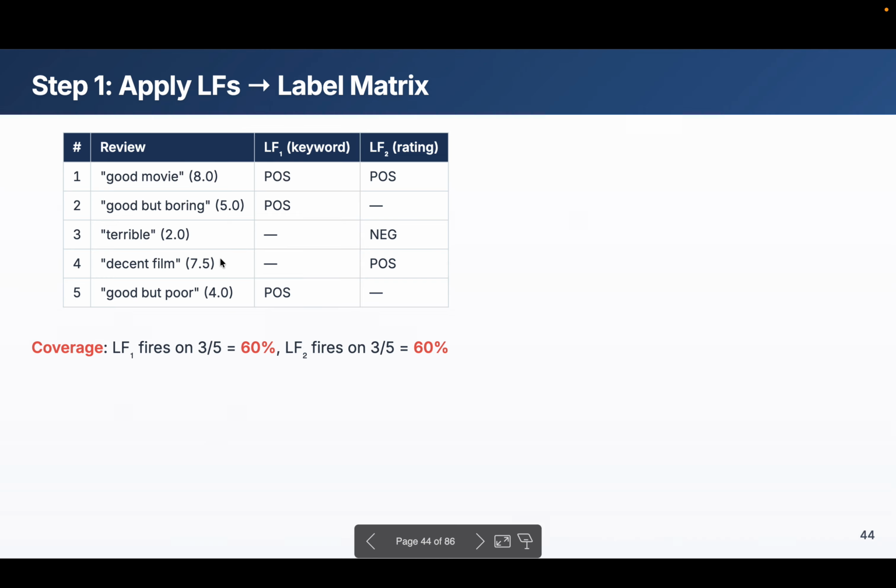Terrible: there is no mention of good here, so LF1 will abstain. Decent: LF1 will abstain, and LF2 will give it positive because the rating is 7.5. Good but poor: good is present, so LF1 will vote positive. The rating is 4, not less than 4, so LF2 will abstain. Now, if we look at these functions, LF1 will fire on 60% of the examples, and labeling function 2 again fires on 60% of the examples. So the coverage for both of them is 60% each.